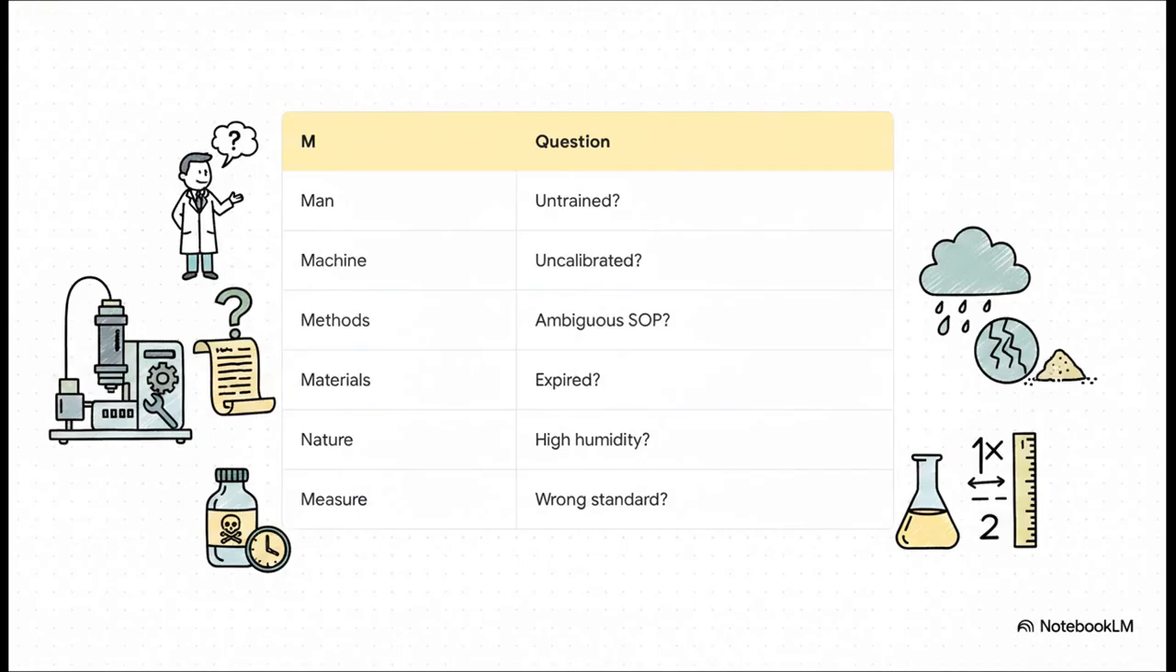But what if there's no smoking gun? Well, then we move from Phase IA to Phase IB. We use this brilliant 6 M's Fishbone Framework to conduct a deep forensic audit of the lab. Let's break these down with some super easy examples.